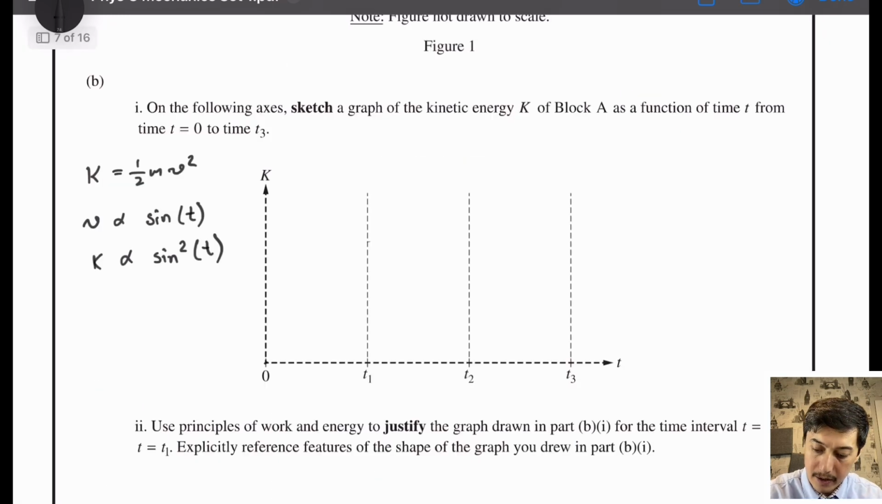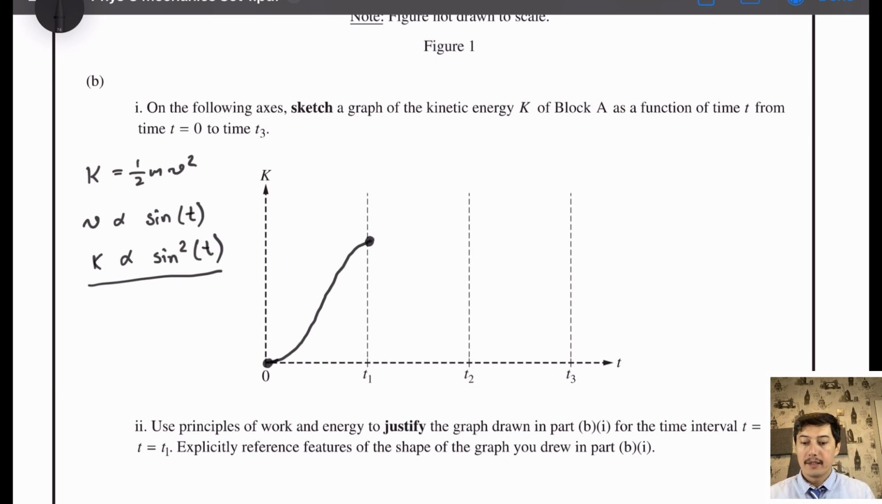At the beginning, we have zero kinetic energy. At T1, we have a certain kinetic energy. And in between, the graph is going to change as a function of sine squared theta from minimum to maximum. You can use a graphical calculator, or you can just use your memory, where you will find that the sine squared theta graph looks like an S shape.